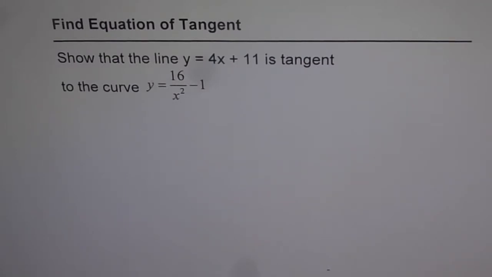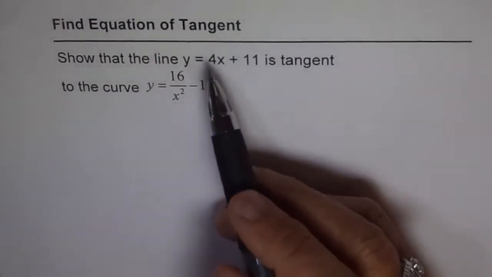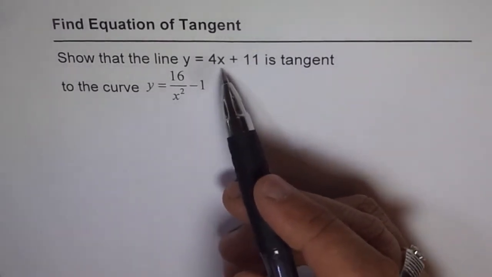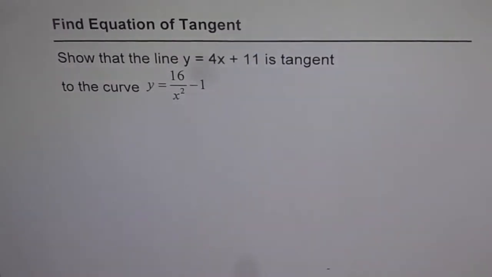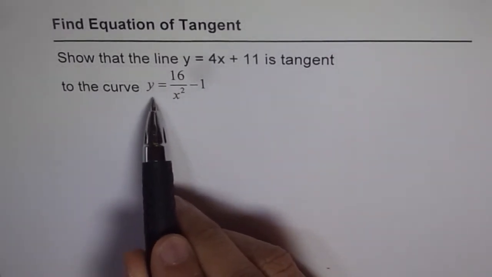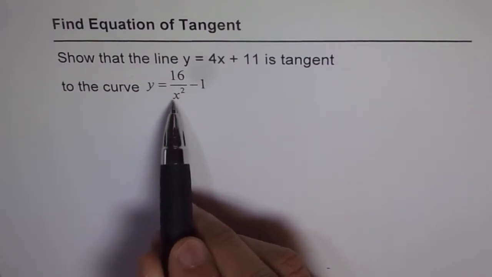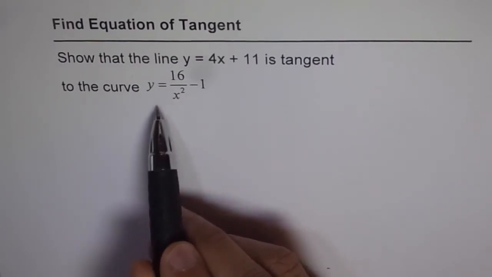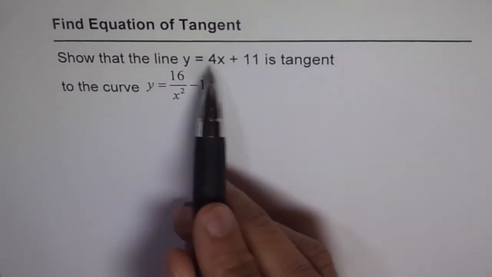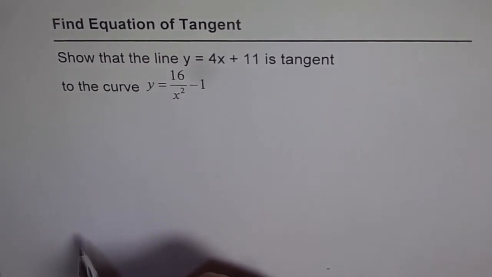Now, the interesting thing is that we don't know what point. So one strategy could be to find a common point between these two, which means at least it touches the curve at a point, right? And then find the slope and match it up. The second could be to find a general slope expression for the curve, and then find the point where the slope is 4. Since 4 is the slope of the given line, we'll adopt the second strategy.